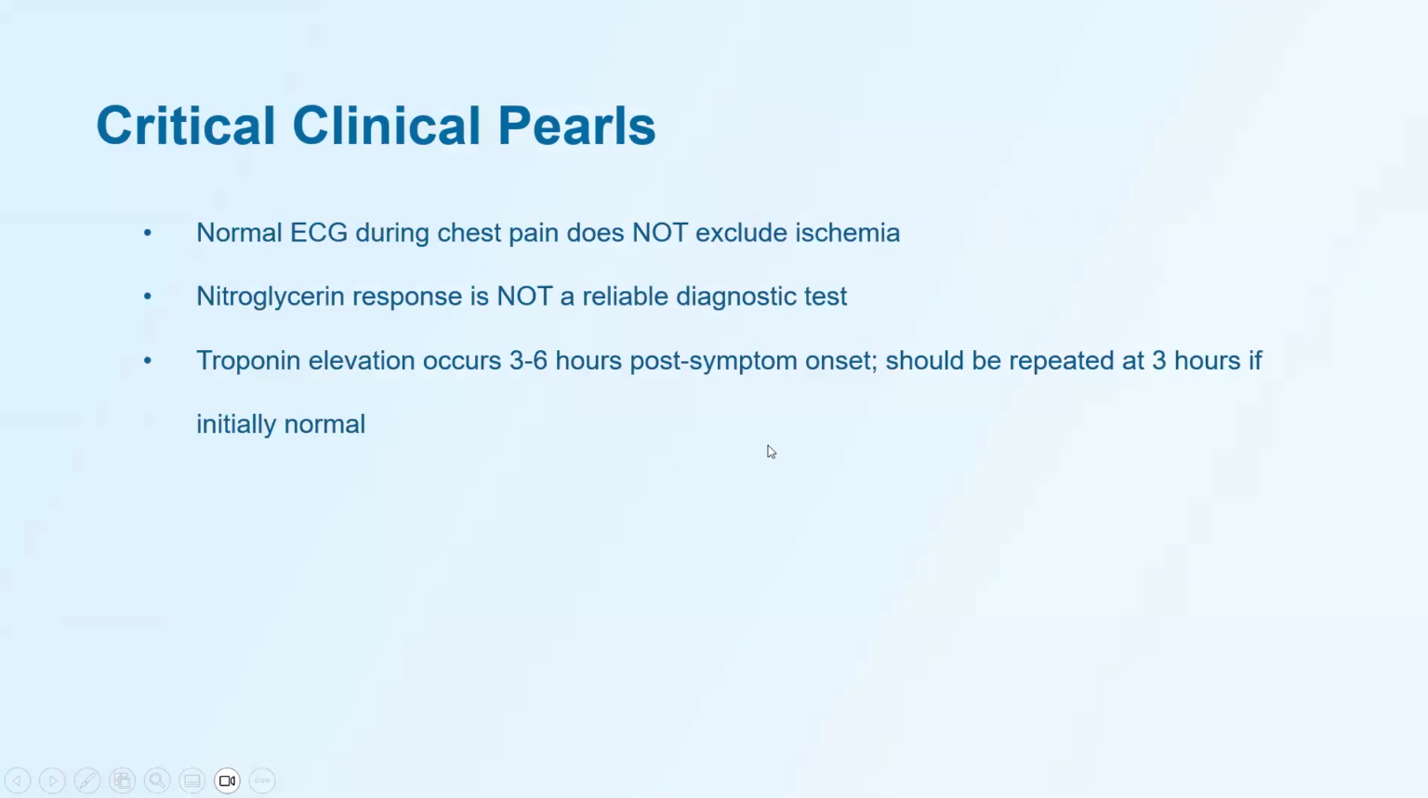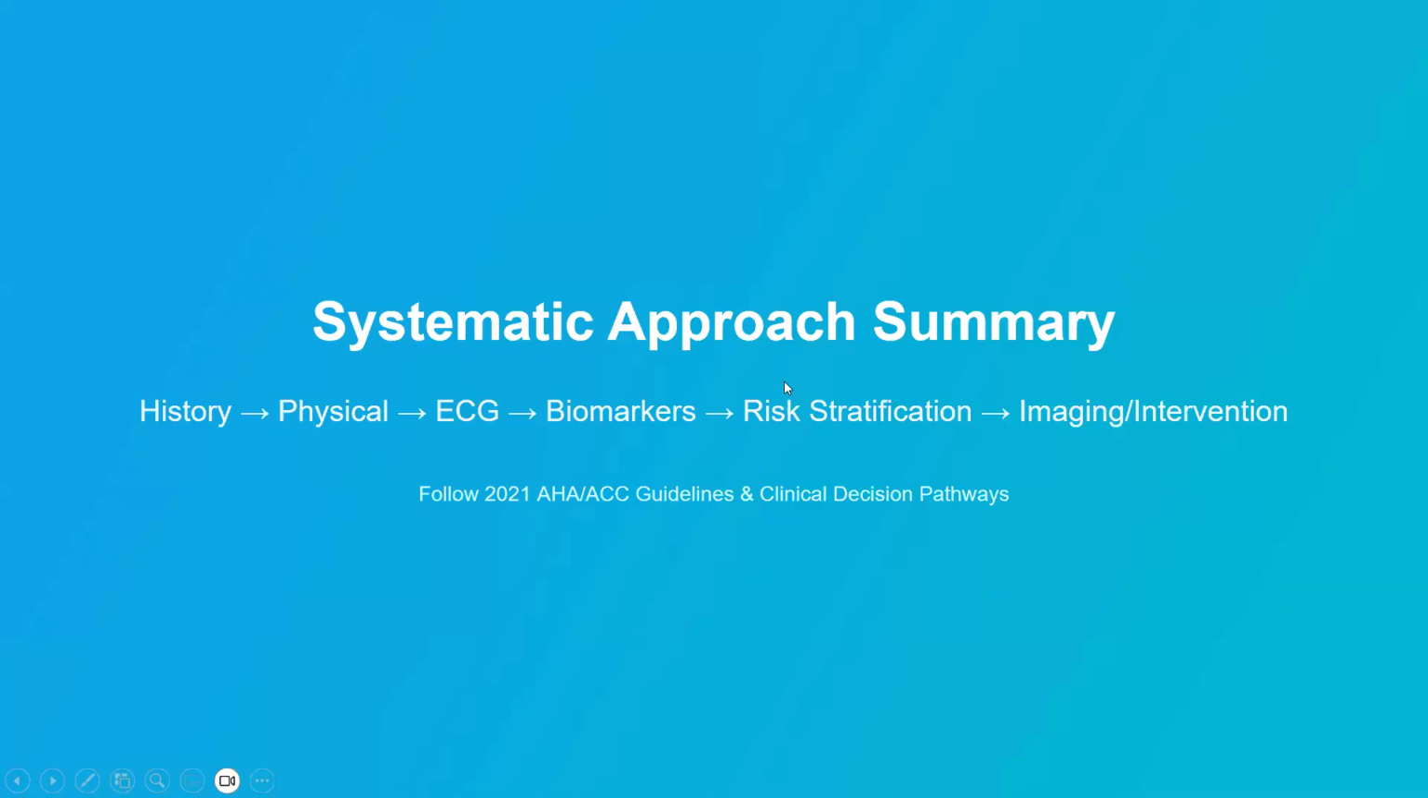Now, some clinical pearls or high yield points. If a patient has a normal ECG and they have chest pain, it does not exclude ischemia. Response to nitroglycerin is not a diagnostic test. It does not mean they have ischemia. Troponin elevation occurs 3 to 6 hours after symptoms start. Repeat at 3 hours if the initial troponin level is normal.